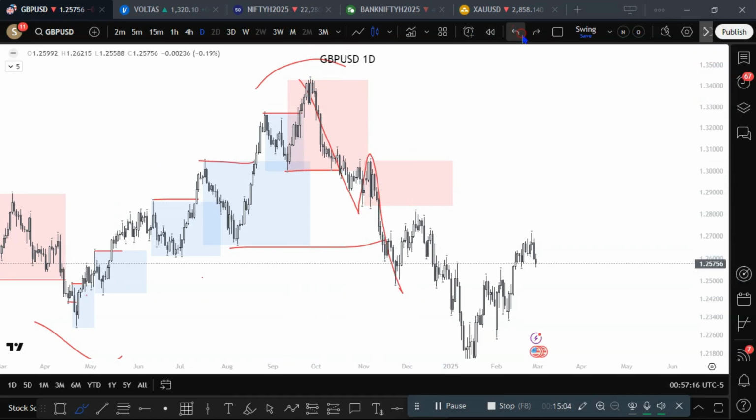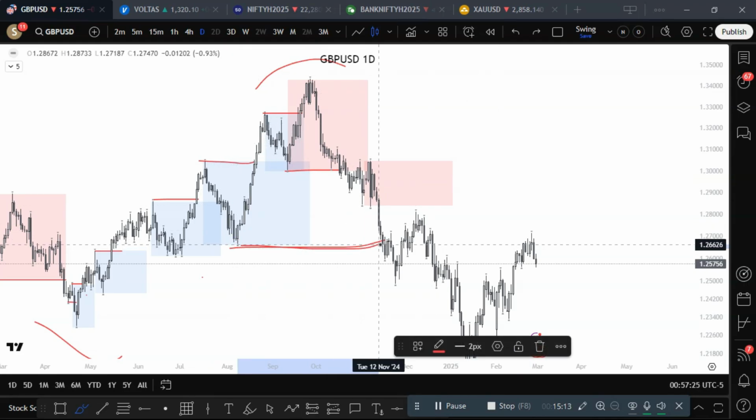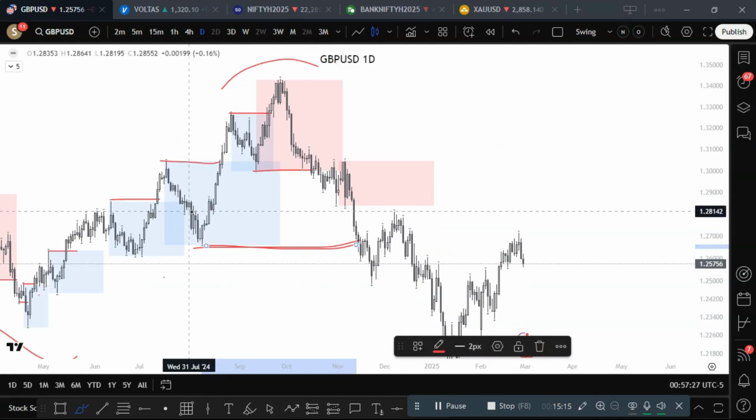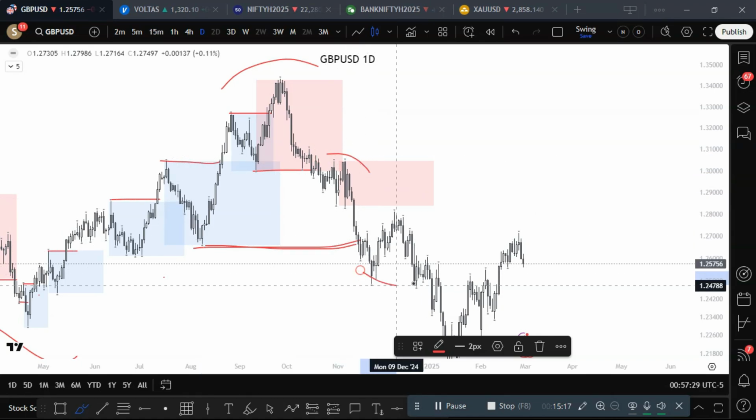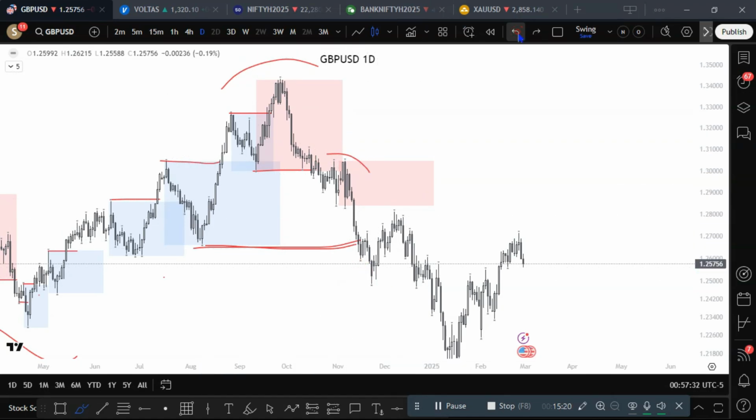I often see people use all of the big ranges, and there is no point. You will take multiple losses. You need to check where the break came from. So in this case, this came from here, not here. I hope you are understanding my point.